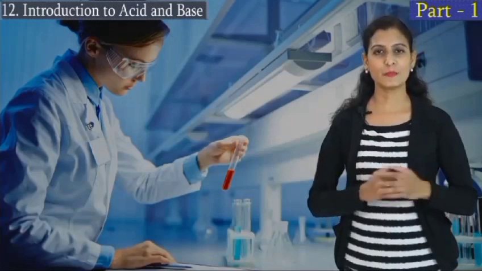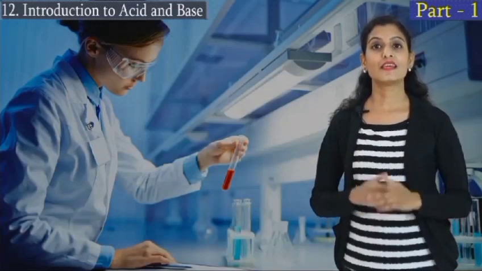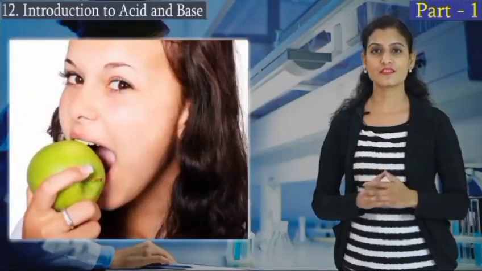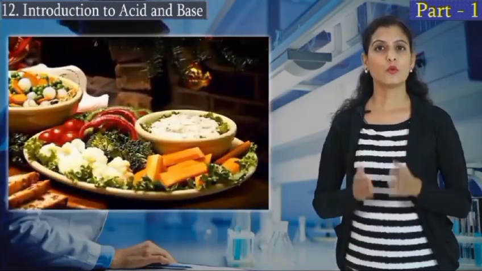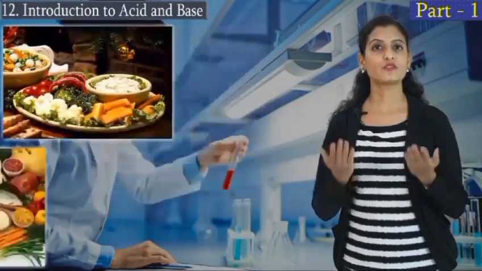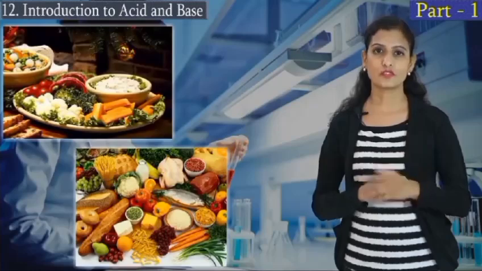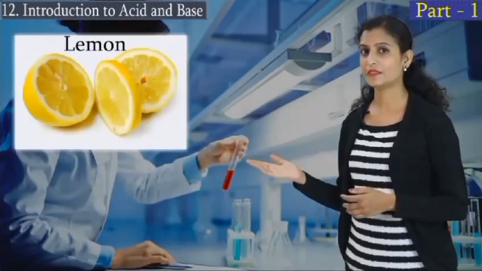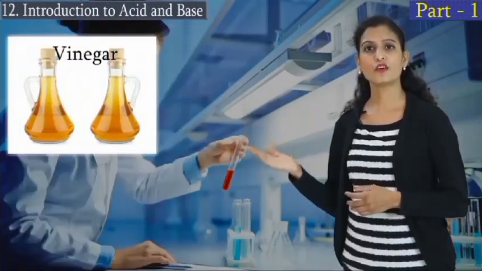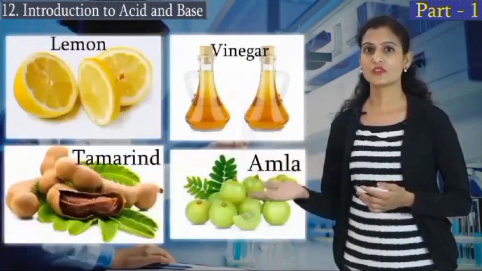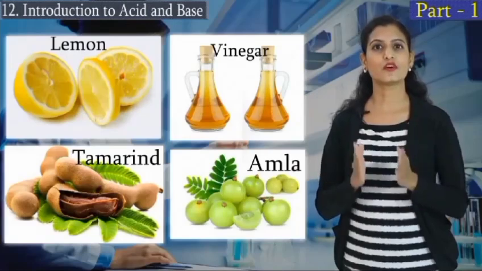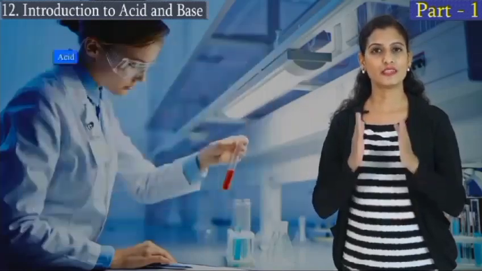Introduction to acid and base. My dear students, there are many sensation centers on our tongue to identify the taste of substances. We are acquainted with the taste of the substances which we eat from food. For example, lemon, tamarind, vinegar or amla have a sour taste. These substances have a sour taste due to the presence of a compound, and that is called acid.